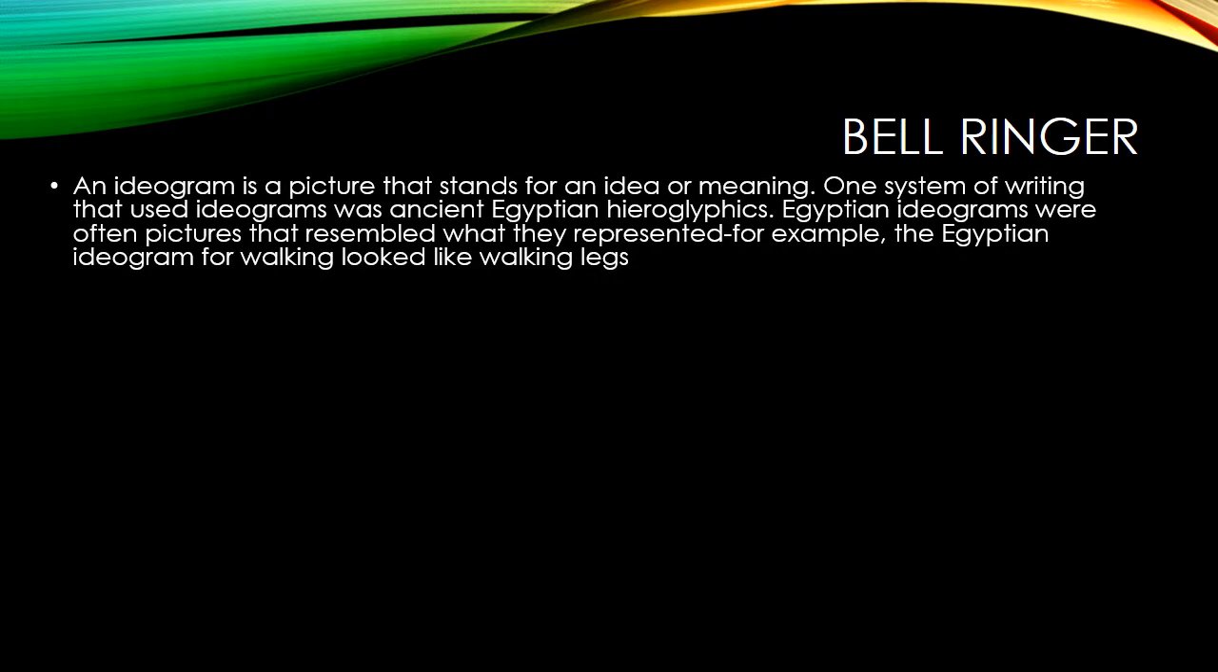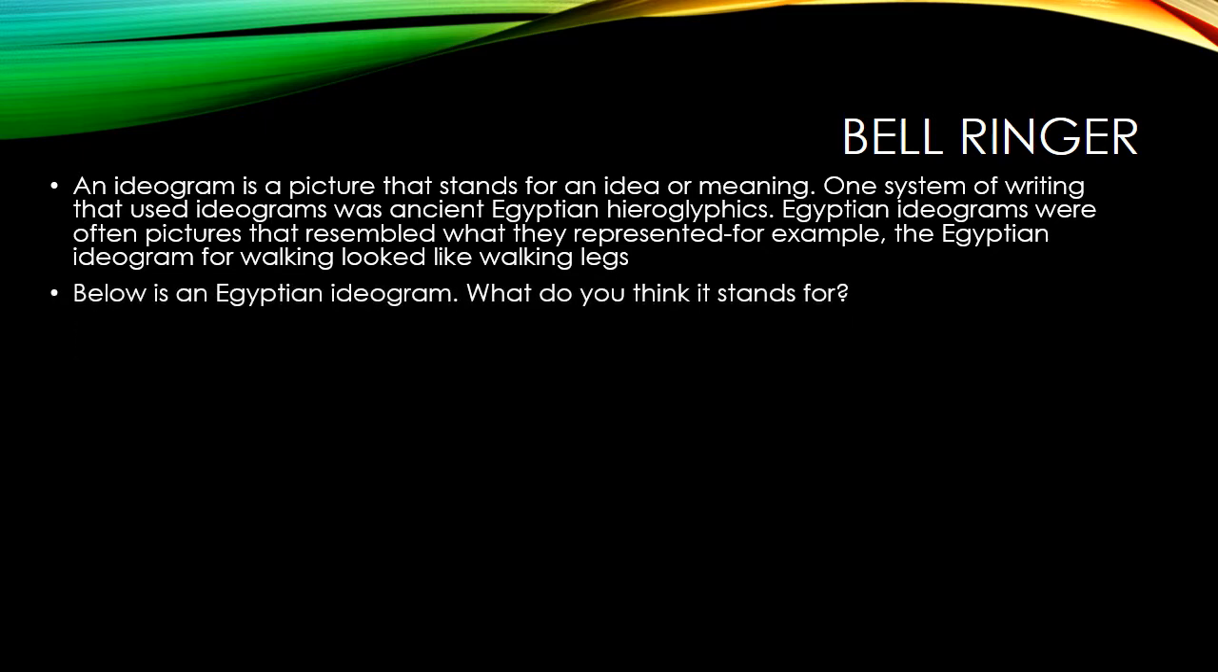Here's our bell ringer. We're going to talk about ideograms real quickly. An ideogram is a picture that stands for an ideal or meaning. One system of writing that used ideograms was ancient Egyptian hieroglyphics. Egyptian ideograms were often pictures that resembled what they represented. For example, the Egyptian ideogram for walking looked like walking legs. Now, I look at ideograms like emojis, okay? So actually, there's a walking emoji in most of your phones, which I find pretty funny, that the ideogram for walking was walking legs, and we use the same thing today as an emoji or a modern day ideogram.